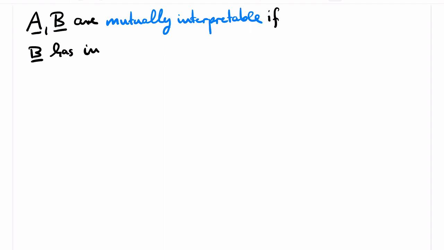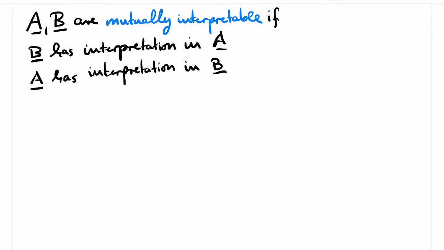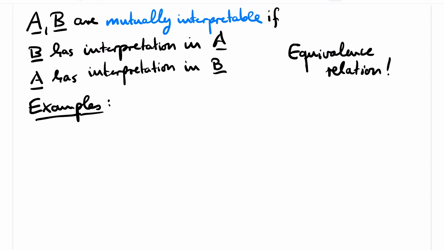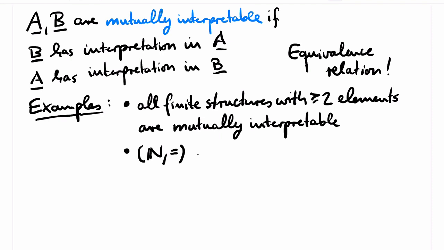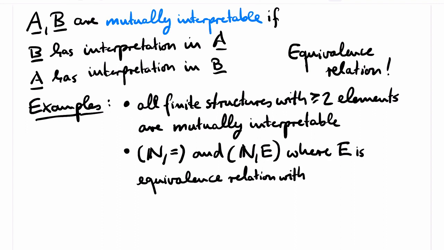Two structures A and B are called mutually interpretable if B has an interpretation in A and A has an interpretation in B. Note that mutual interpretability is an equivalence relation by what we have just seen. It is a relatively coarse equivalence relation. For example, any two finite structures with at least two elements are mutually interpretable. Or any countable structure with the empty signature is mutually interpretable with an equivalence relation with infinitely many infinite classes.